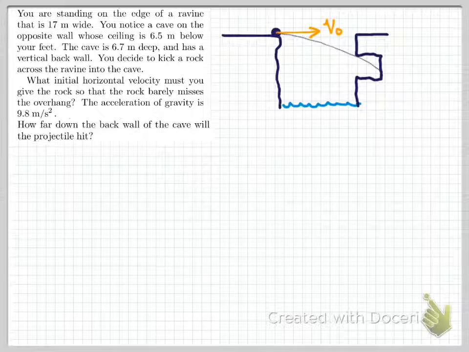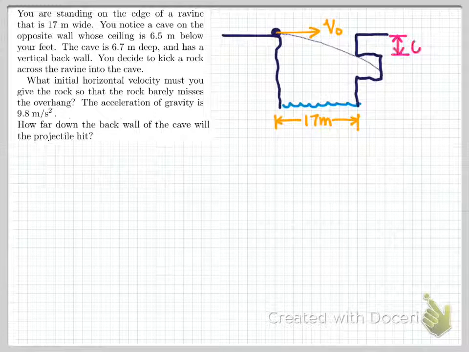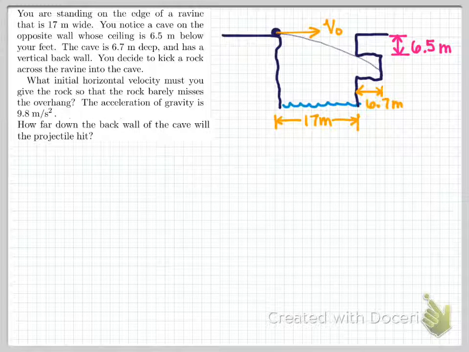Okay, so looking at this, there are some other parts that are given here, some other sizes and lengths, so we should go ahead and indicate those on here. For example, we know that the width of the ravine is 17 meters, so I'm going to put that down, and I'm going to do anything in the X direction in this orange color. I also know that the top of the cave here is 6.5 meters below your feet. So you assume you're standing here, so 6.5 meters below that, that's where the top of the cave stands. And then finally, it's 6.7 meters deep, which means that it's going to cut back this way 6.7 meters.